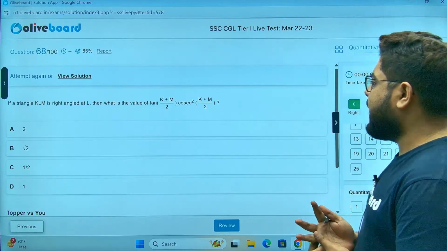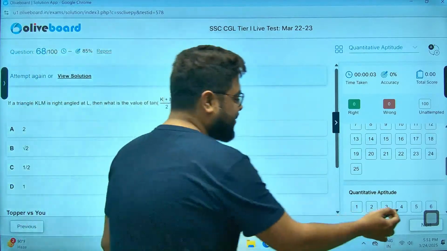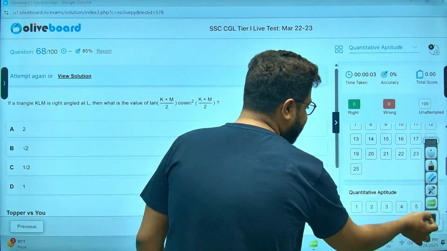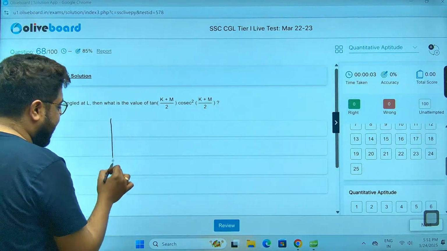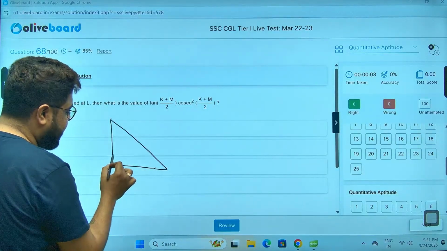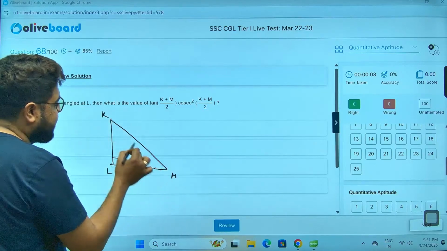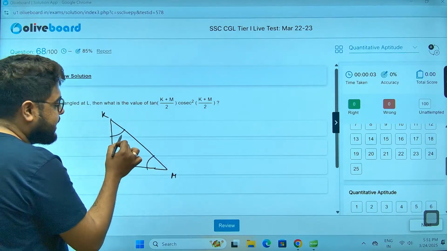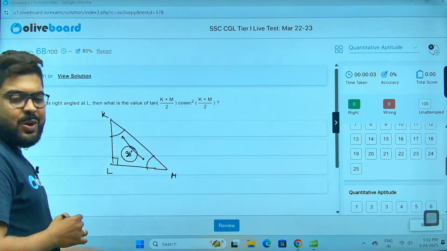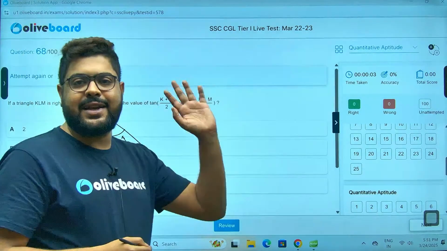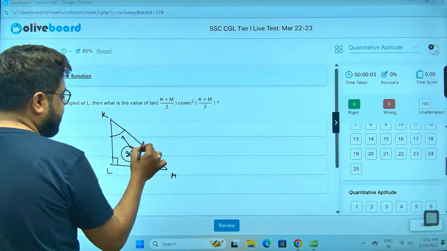KLM is a right angle triangle at L. This is too easy. This week's question, the one part was very easy. KLM, you understand my point. This is the right angle, sir, L. That means the sum of these two angles must be, sir, 90 degrees. And if I know this, K plus M is 90.